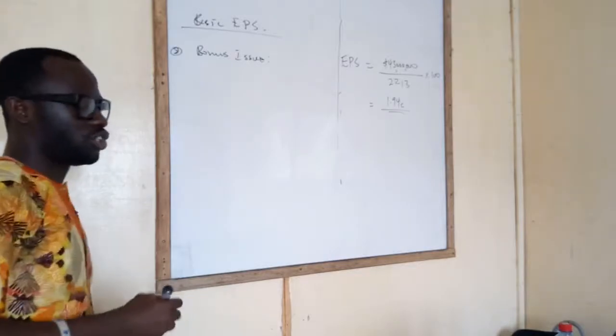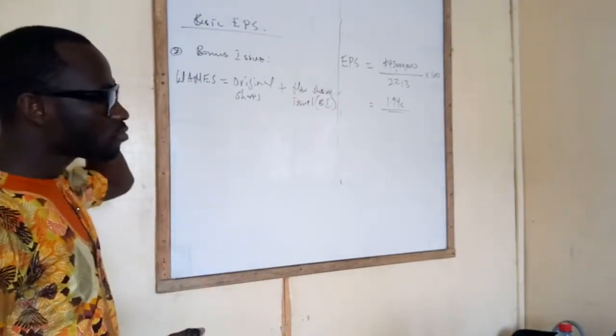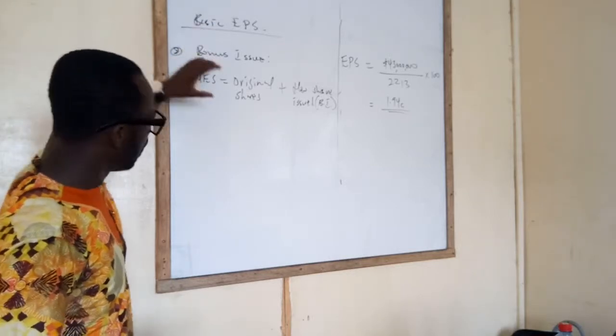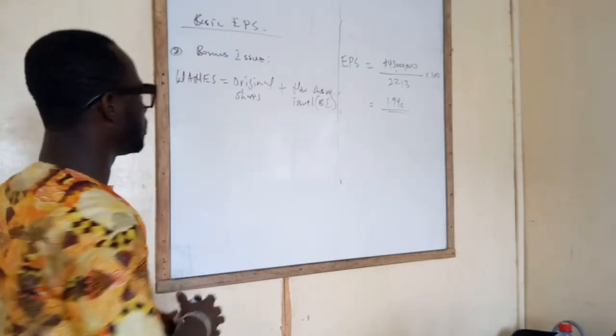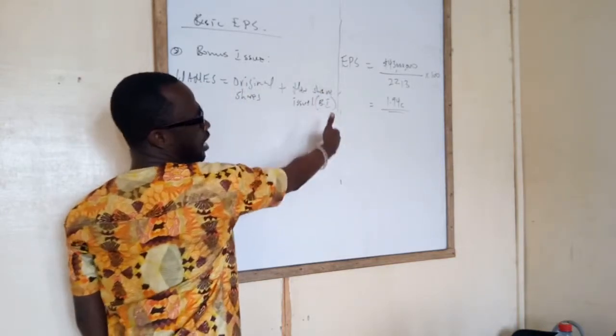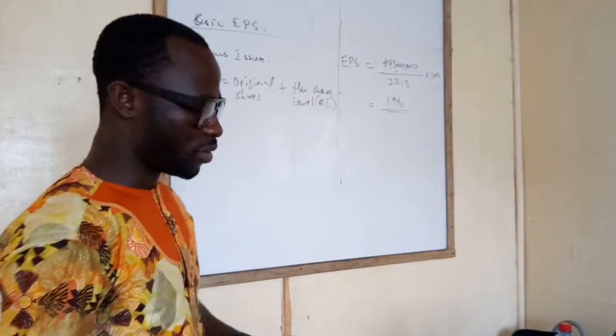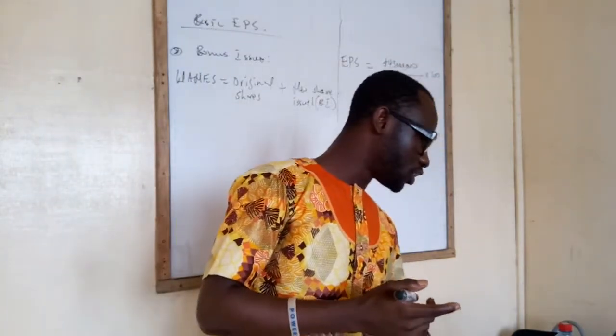Now with bonus issue, we've mentioned the number of periods. Under bonus issue, our weighted average number of equity shares is going to be the original shares plus the new shares under the bonus issue. Remember, we are not going to take into consideration the number of periods. So let's look at an illustration quickly on that.